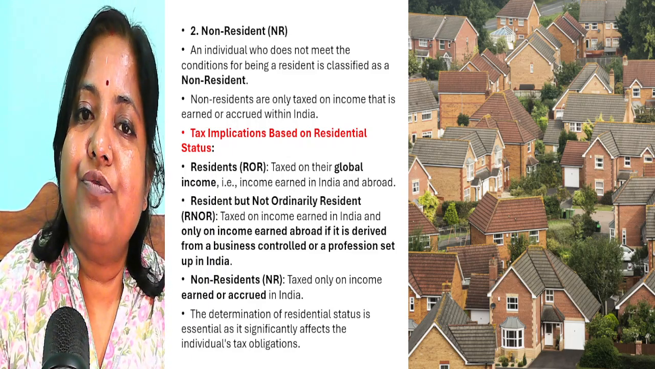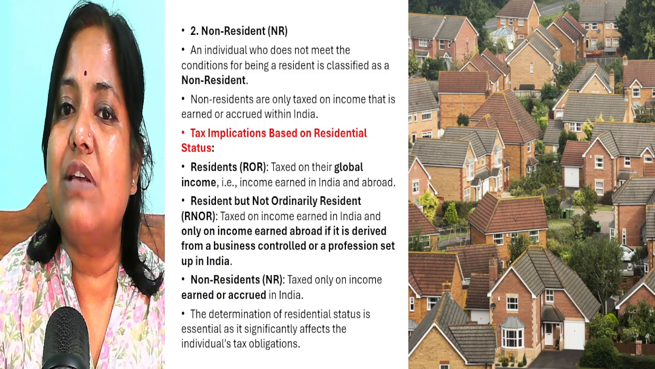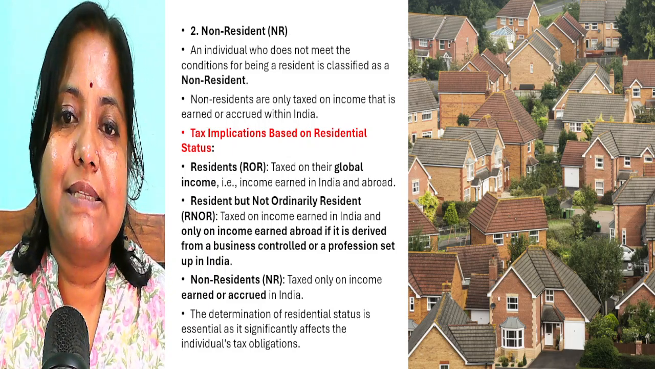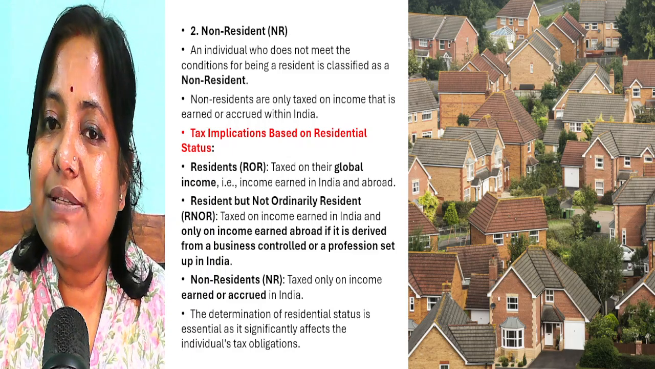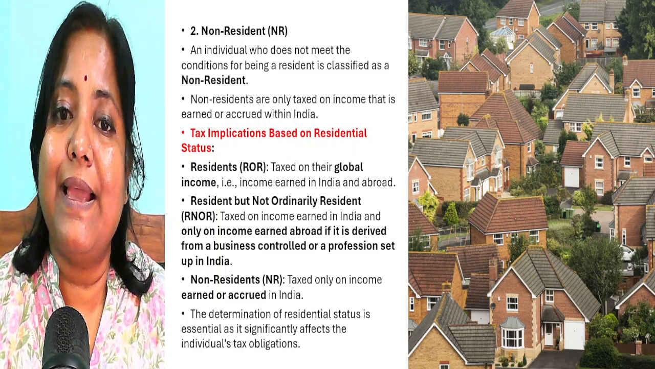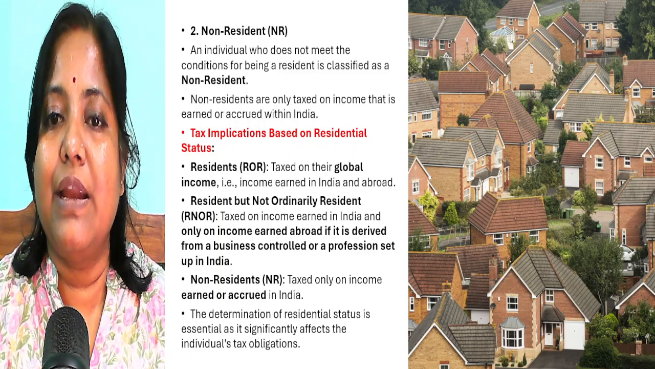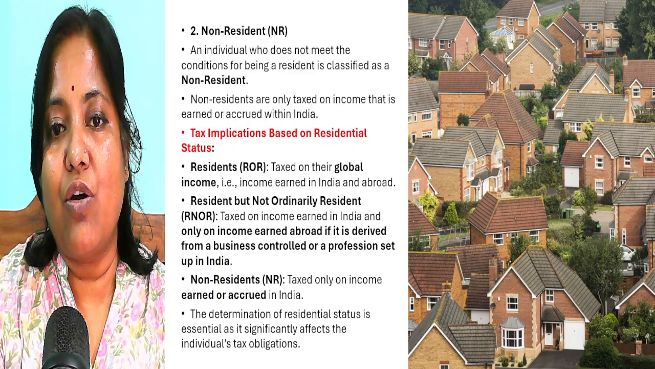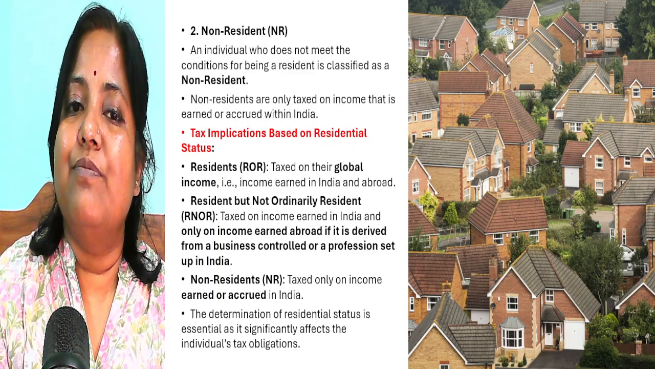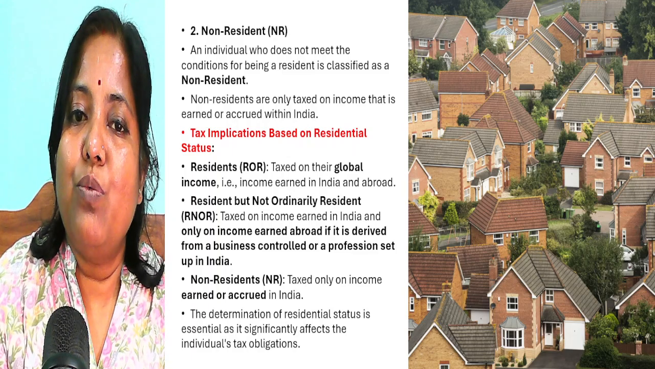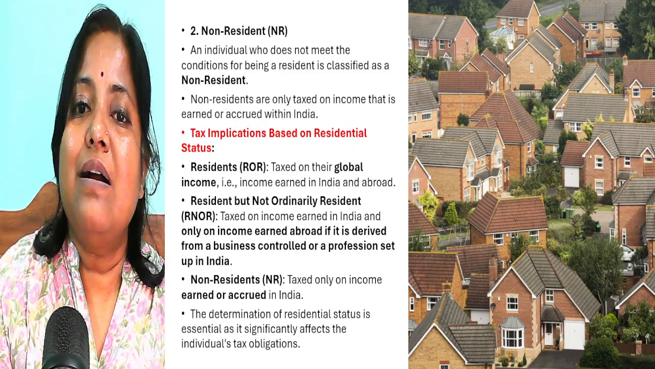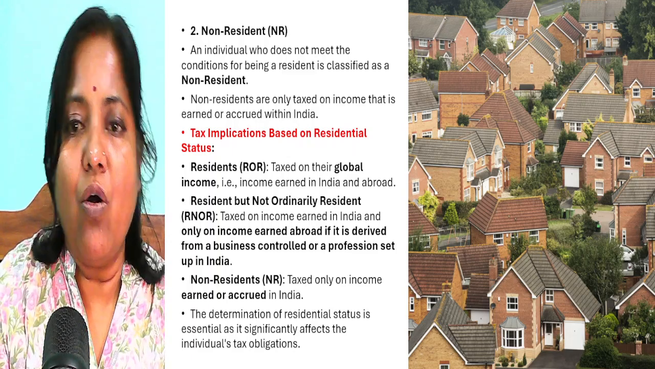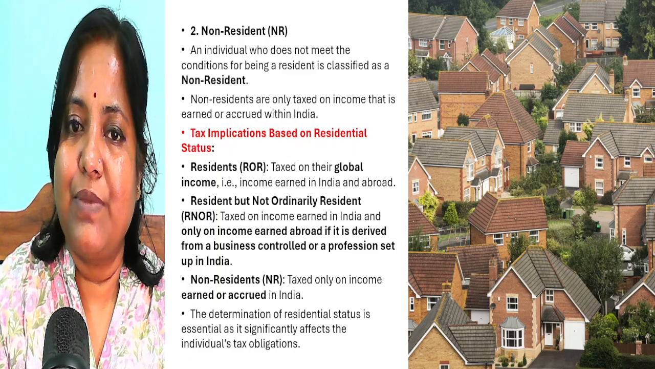Now we will see how the tax implications are based on individuals' residential status. Resident and ordinary resident: tax on their global income, that is income earned in India and abroad. So we saw those individuals who are resident and ordinary residents, their income will be the global income. So the global income will be taxed, income earned in India and abroad. Any income they are earning, whether in India or abroad, will be taxable as per the income tax of India, right?